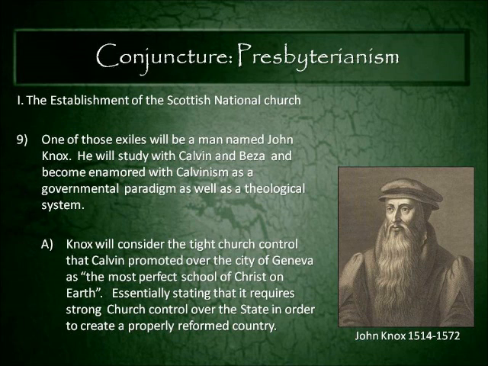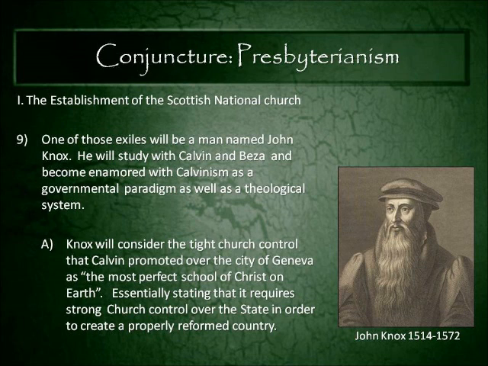And we should note that probably one of the most important of these Scottish exiles is a man named John Knox. Now, John Knox will study directly with Calvin and Calvin's, we'll call him protege, Theodore Beza. And he will become enamored with Calvinism, with two big aspects of it. First, he'll take on the theological system of Calvinism, the entire TULIP: total depravity, irresistible grace, limited atonement. He'll take that whole system.